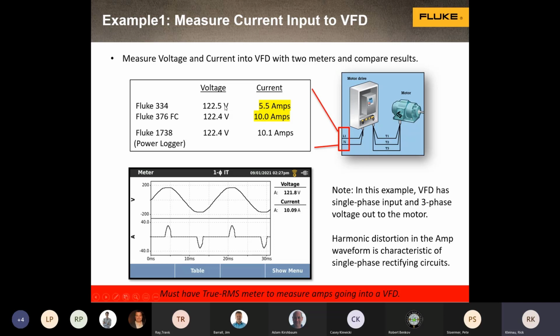But here we go. I've highlighted, kind of summarized what happened here. I'm on the line side of the drive. And this is a single phase drive, even though it's a three-phase motor, which is really inconsequential.